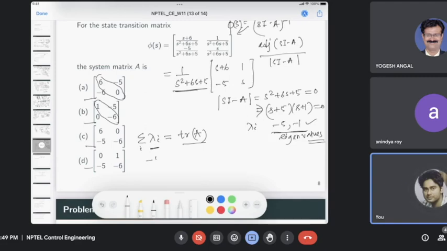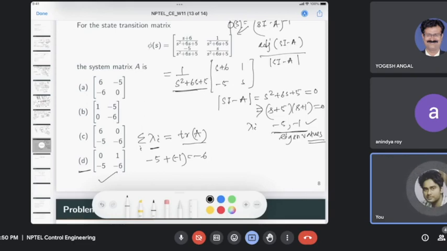Okay, so then what is the summation of the eigenvalues? For these two cases it is minus 6. Then we just see for which matrix the trace, that is the summation of the eigenvalues, is actually minus 6. So for D, we see that D is the correct answer. You can also verify that.